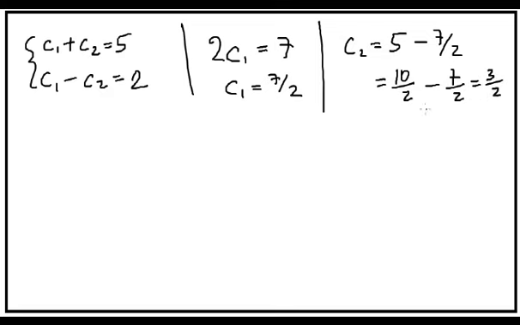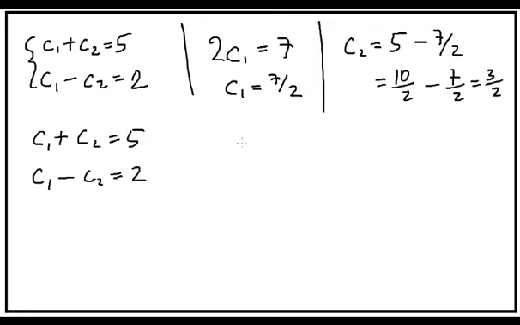And if we want to double check the answer, we need to get that C1 plus C2 is equal to 5, and indeed it is, because 7 over 2 plus 3 over 2 is equal to 10 over 2, which is 5. And we also want to check that C1 minus C2 is equal to 2, which it is, because 7 over 2 minus 3 over 2 is going to be 4 over 2, which is equal to 2.